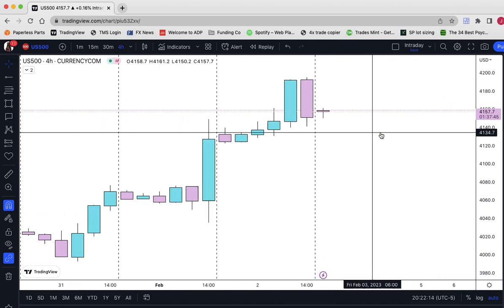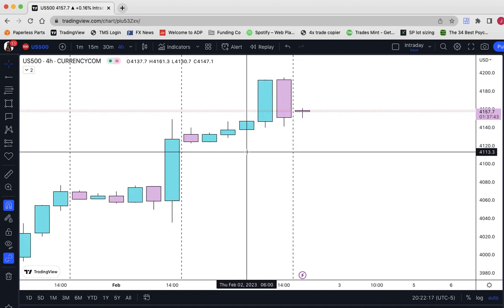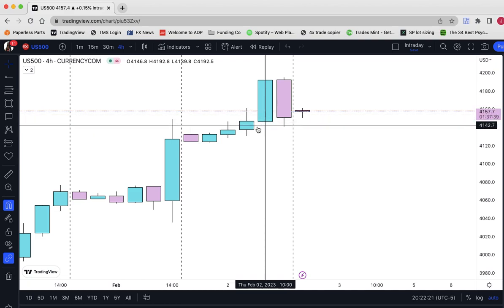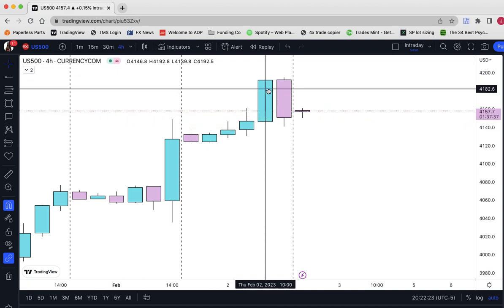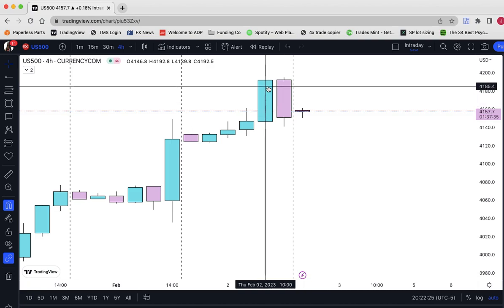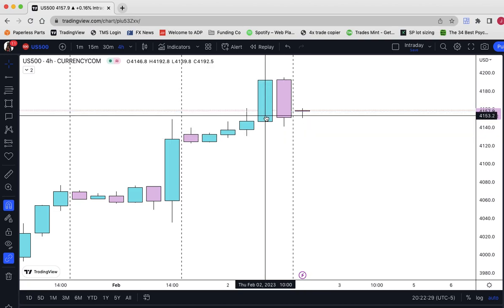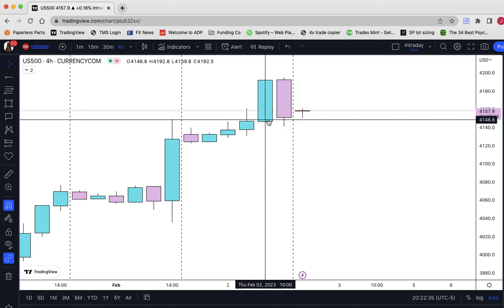So we start on the H4. This 10 o'clock candle, this is where we'll be doing most of our business. Sometimes in this next candle, but for the most part, we're trading in this candle. I know it may not seem like a lot, but it's enough to make a lot of money.